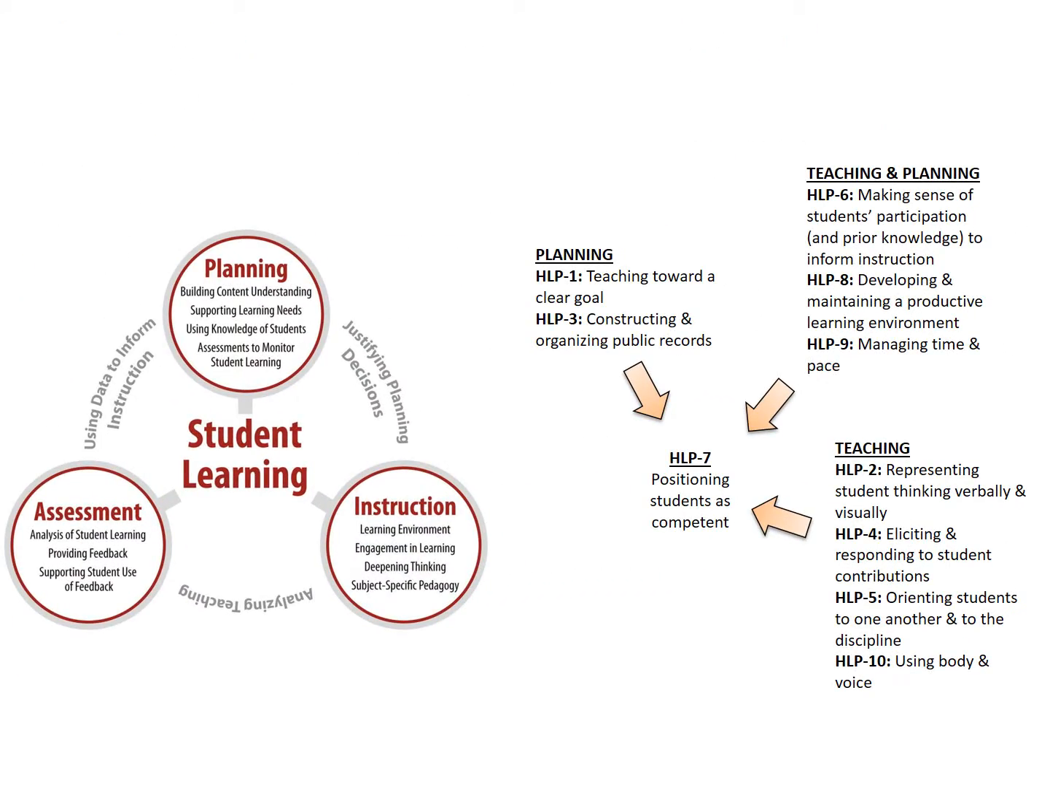The diagram on the left shows the 3 tasks that you'll be going through for EdTPA: planning, instruction, and assessment, which all hovers around student learning. And I think there are some really cool parallels between this model and our organization over here. In fact, it's kind of parallel. Planning, obviously, is the same. Teaching and instruction are the same. And then there are these overlap areas which fall in these categories. And student learning is high leverage practice number 7, positioning students as competent.